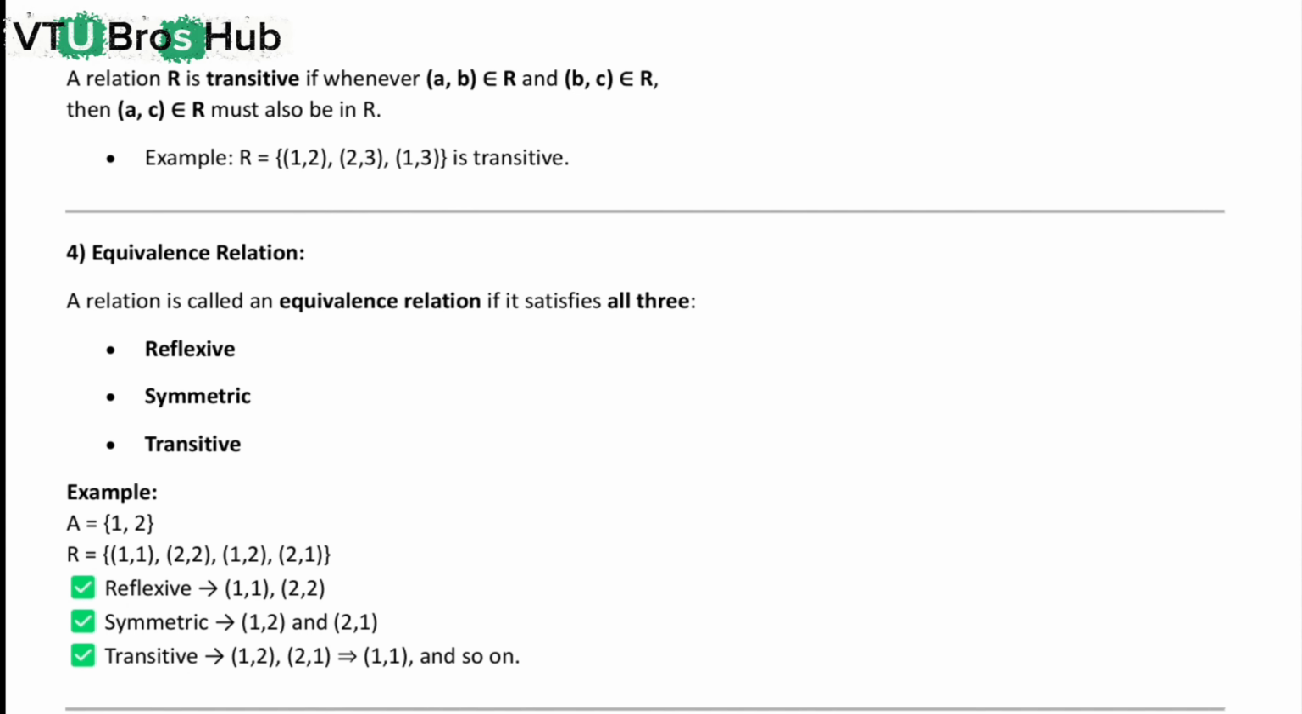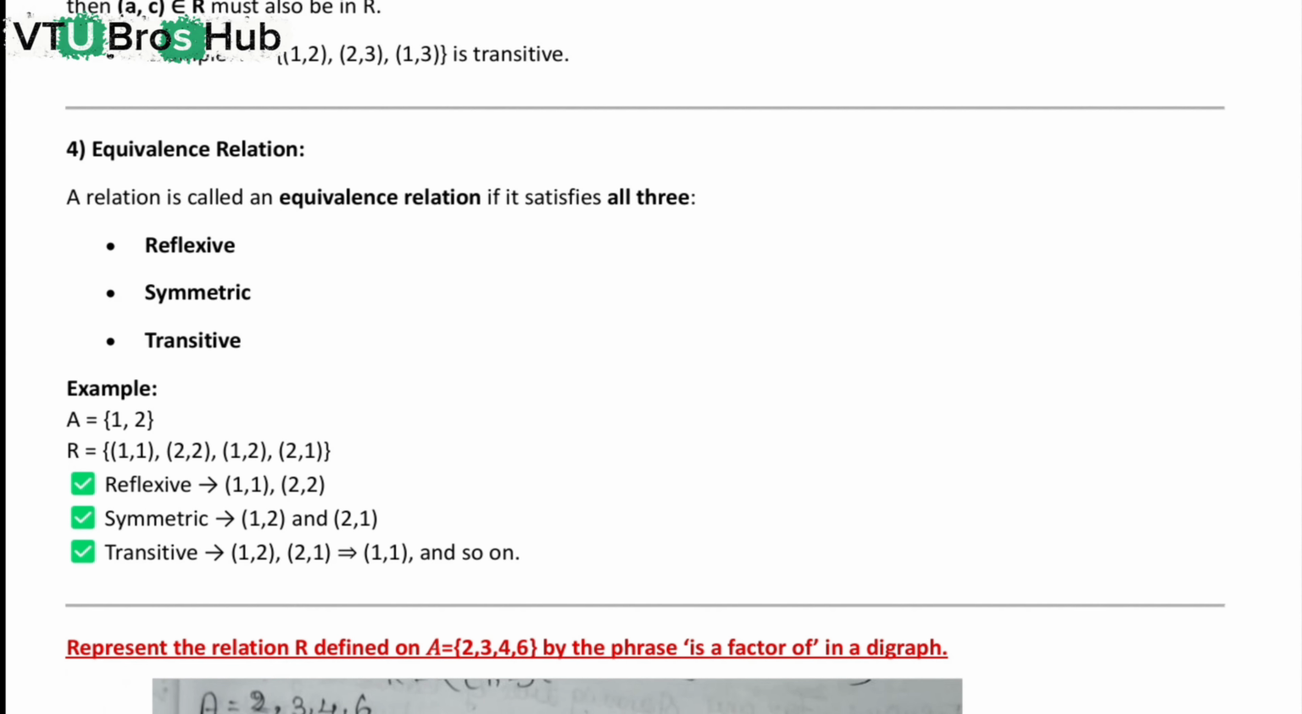4. Equivalence relation. A relation is called an equivalence relation if it satisfies all three properties: reflexive, symmetric, and transitive. Example. A equals set of 1, 2. R equals {(1,1), (2,2), (1,2), (2,1)}. Reflexive: (1,1) and (2,2). Symmetric: (1,2) and (2,1). Transitive: (1,2) and (2,1) imply (1,1), and so on. That completes the types of binary relations.